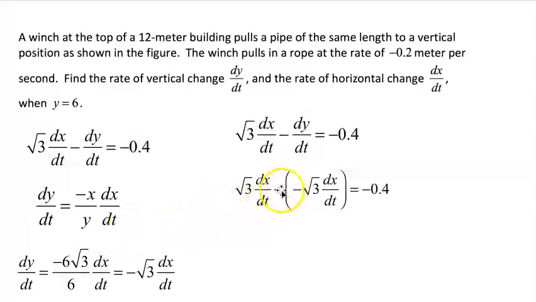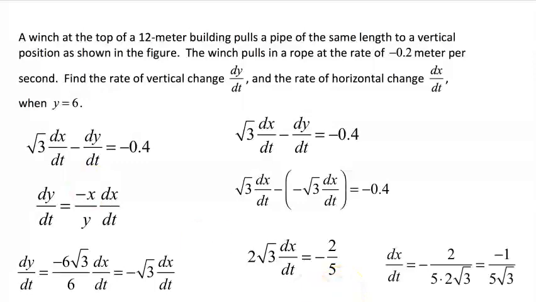So root 3 dx dt minus negative, plus root 3 dx dt, 2 root 3 dx dt is negative 0.4, which I wrote as negative 2/5, just to make it maybe a little easier to see. So I have to divide both sides by 2 root 3 to get dx dt. So dx dt is negative 2/5 with the 2 root 3 downstairs, or negative 1 over 5 root 3. So I've successfully determined dx dt.